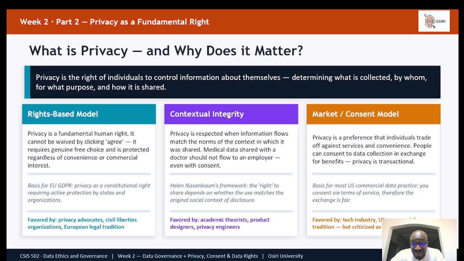Now we look at the market or the consent model. Under that model, we see that privacy is a preference that individuals trade off against services and convenience, meaning that people can consent to data collection in exchange for benefits. You are now treating your privacy as transactional. But in reality, we would always say that that exchange is actually exploitative in nature. We are going to watch a video about WhatsApp in relation to the consent model.